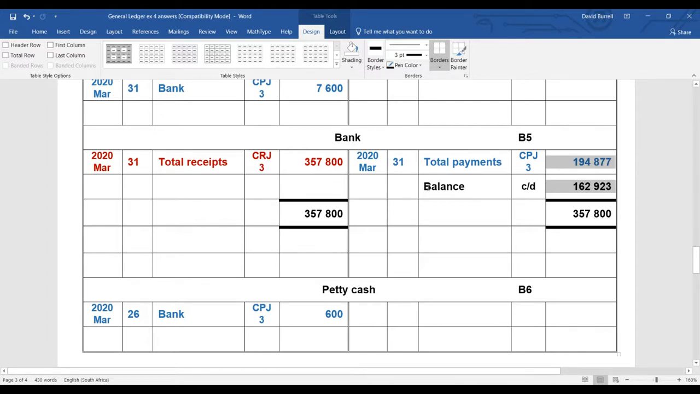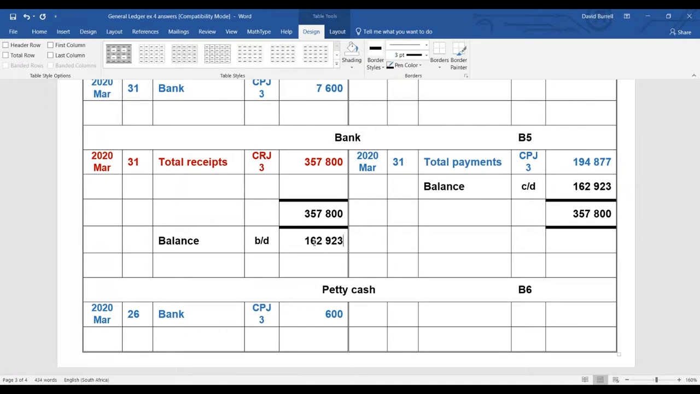Now, you know by now, we can't just go and put amounts in wherever we feel like it. So for that credit, I need a matching debit. So it will go here on the debit side. I'm going to go and put balance brought down, and it will be exactly that same amount as that balancing figure, 162,923 Rand. The date for this is always going to be the first of the next month, so it'll be April the 1st. In other words, April Fool's Day.